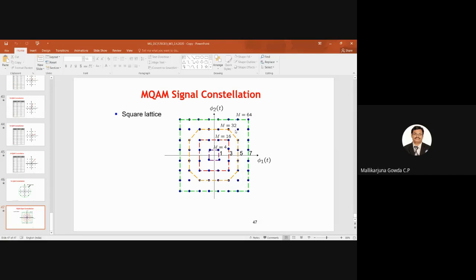In case of M equal to 32, in each quadrant we will have 8 message points, so 8 into 4 is 32. In case of 16, in each quadrant we will have 4 message points, that is 4 into 4 is 16. When M is 4, we will have 1 message point in each quadrant.